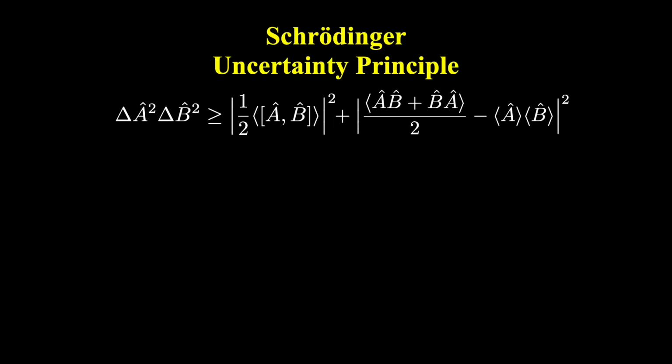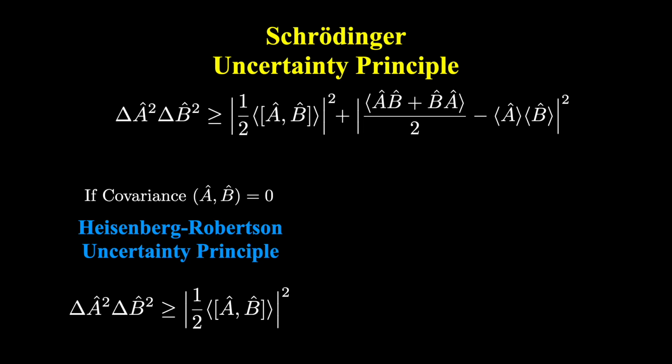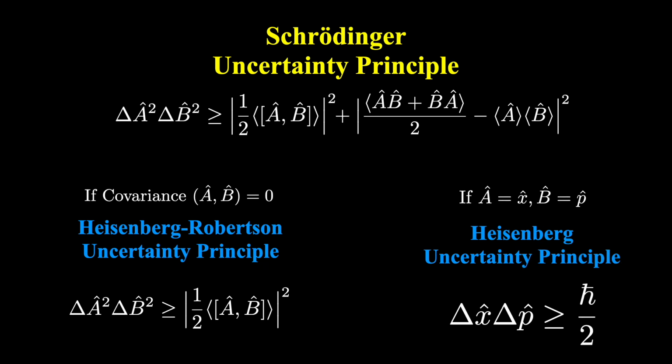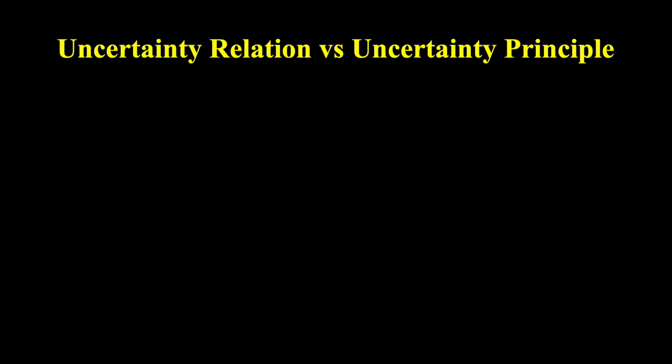In the specific case when A and B are completely independent and have no correlation, then what results is the Heisenberg-Robertson principle. And in the case when A and B are the position and momentum operators, the Heisenberg uncertainty principle appears. So both the Heisenberg-Robertson version and the original Heisenberg version are just two specific cases of this more general uncertainty principle. Now, before ending this video, I'd like to make a brief note about terminology.